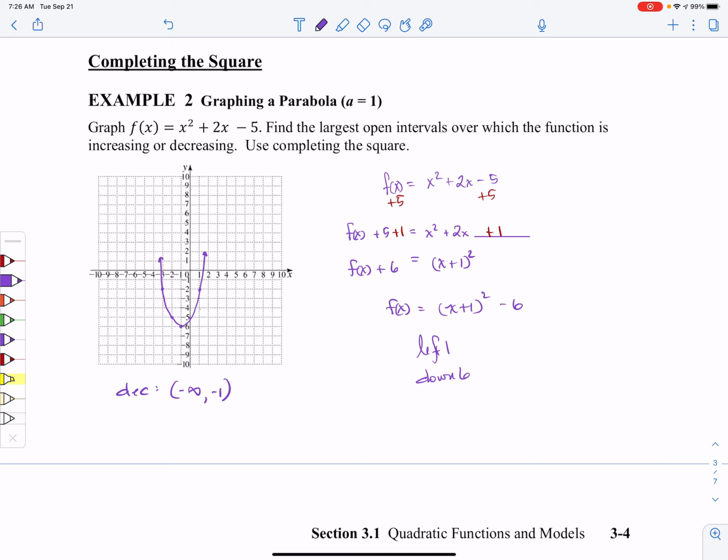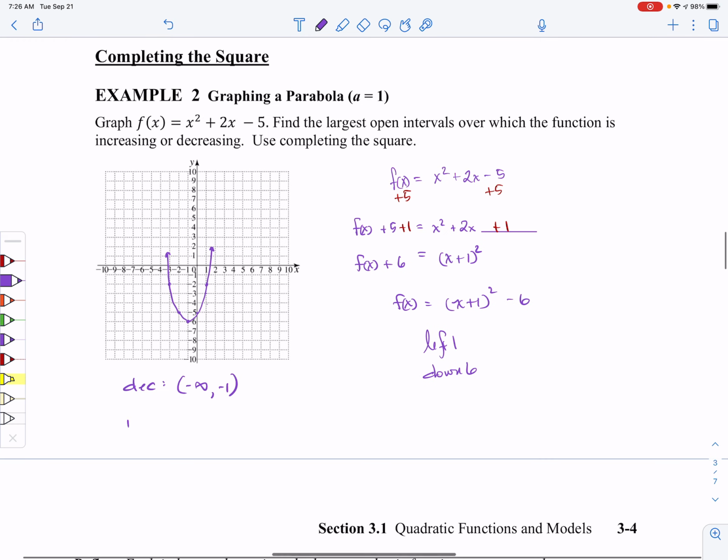Remember that when you do increasing, decreasing, and constant, you're never, ever going to use square brackets. And then secondly, you're always going to use x values and only x values. Don't use any y values. After I get to that vertex at the x value of -1, then I'm going to turn around and start increasing, and I'll be increasing from -1 to positive infinity.